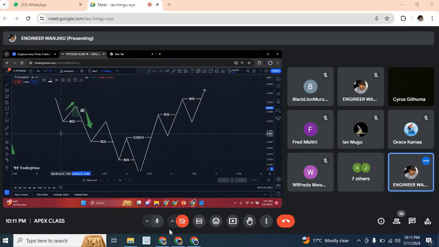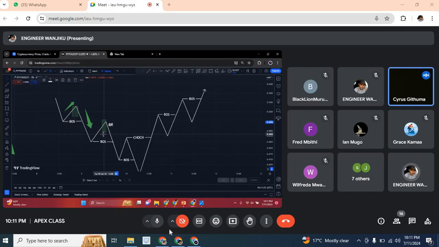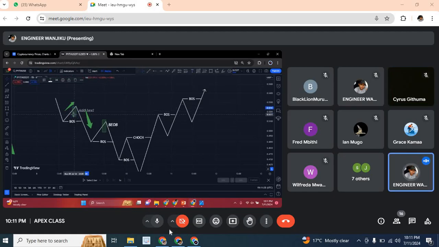A bearish order block like that. So on these legs right here, we have bearish order blocks. Cyrus, can you kindly mute yourself, please? Thank you. So we have a bearish order block. Then on this leg also, we're going to have a bearish order block. Let me name it also, like that. Let me lock that.